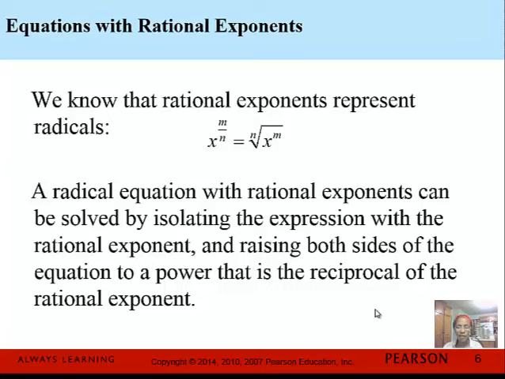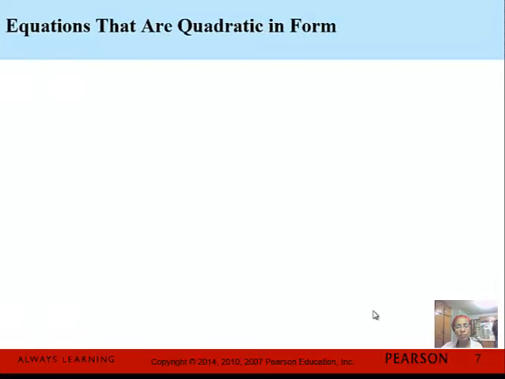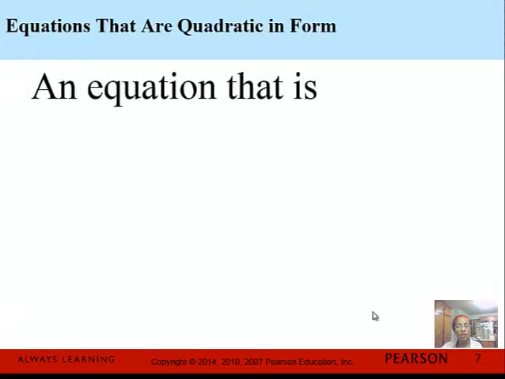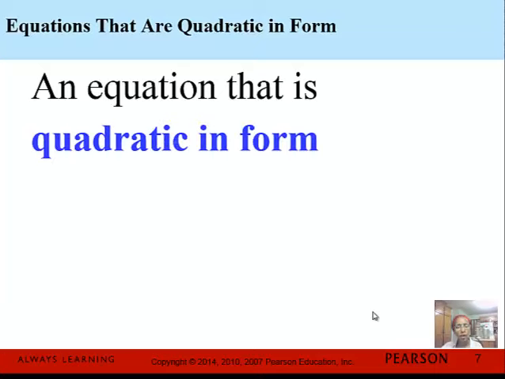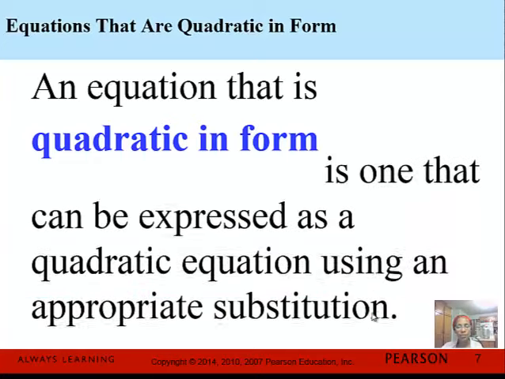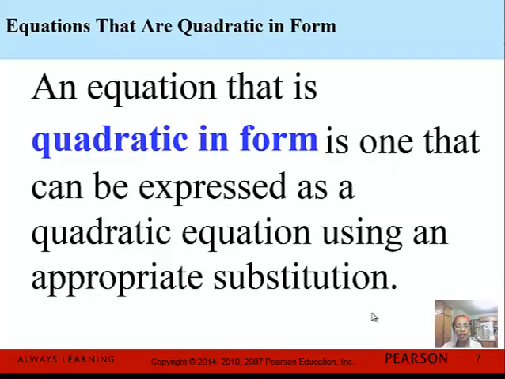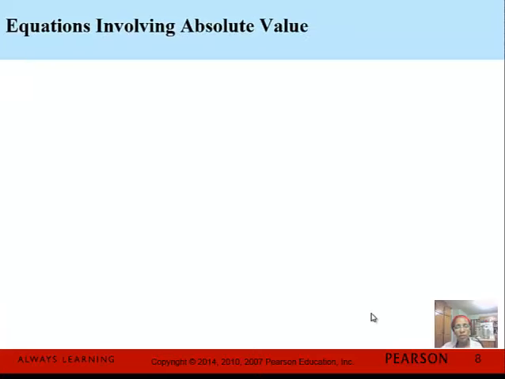Let's start by defining a quadratic equation. A quadratic equation in x is an equation that can be written in the general form ax squared plus bx plus c equals 0, where a, b, and c are real numbers with a not equal to 0. A quadratic equation in x is also called a second-degree polynomial equation in x. Quadratic in form is another type of equation we want to consider. This is an equation that can be expressed as a quadratic equation using an appropriate substitution.